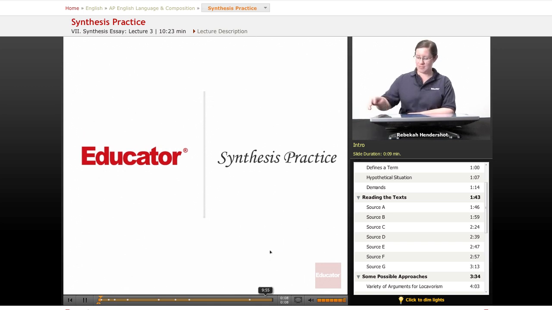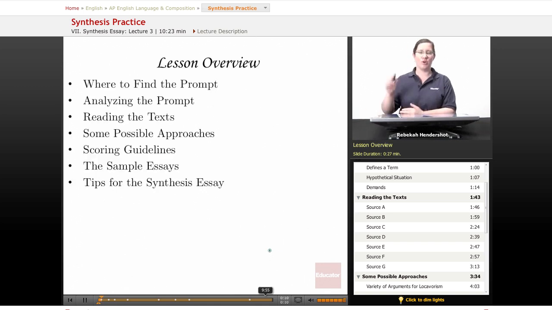Let's get started. We begin as always with a brief lesson overview. We're going to look at where to find the prompt that we're looking at. We're using a real prompt from a real test. We're going to analyze the prompt. We're going to read over the texts and go for some main ideas. We're going to look at possible approaches to answering the question in the essay.